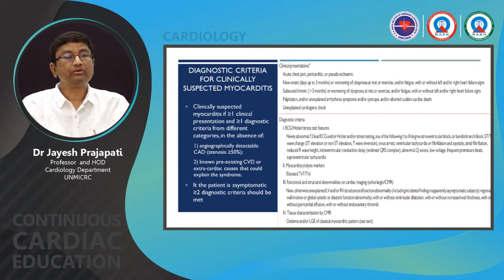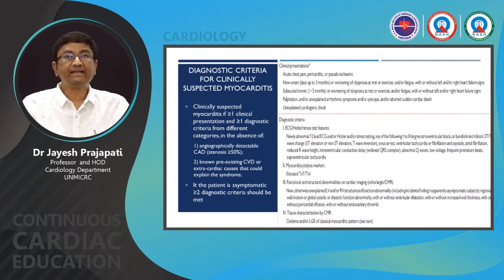There are some diagnostic criteria for suspected myocarditis, and you can find these criteria on the internet also. Clinically suspected myocarditis: one or more clinical presentations and one or more diagnostic criteria from different categories, in the absence of angiographically detectable CAD stenosis of more than 50%, and no pre-existing CVD or extracardiac cause that could explain the syndrome, like valvular heart disease. If the patient is asymptomatic, two or more diagnostic criteria should be met.